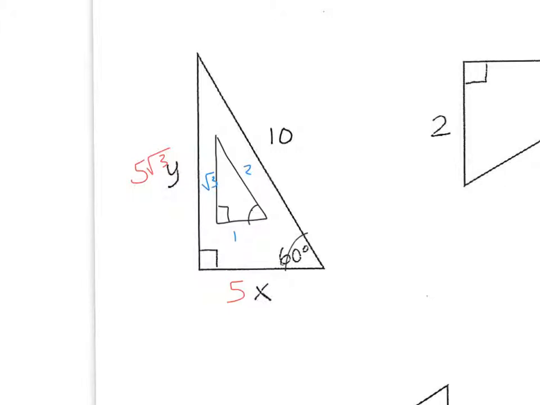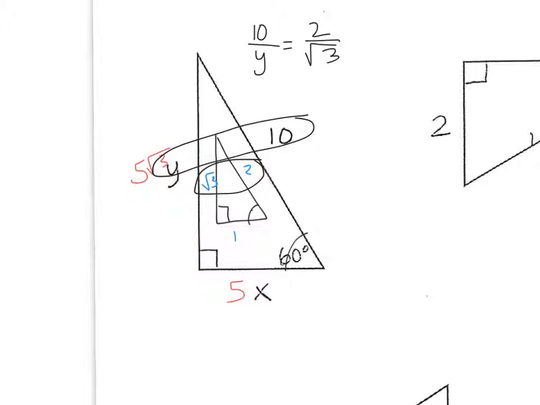But I will show it with proportions right now. So I'm going to do 10 is to y as 2 is to root 3. So it's going to be 2y equals 10 root 3. Divide both sides by 2, so y equals 5 root 3.